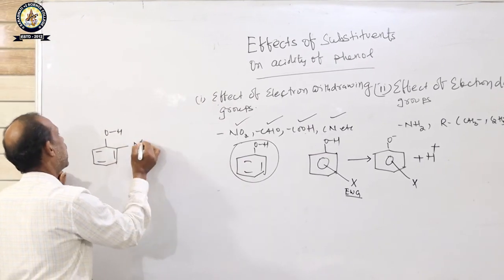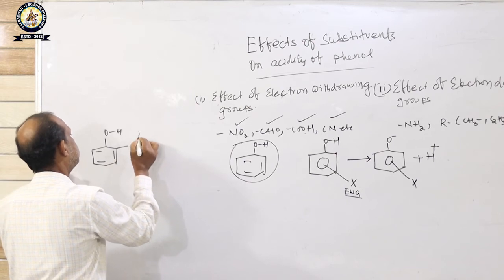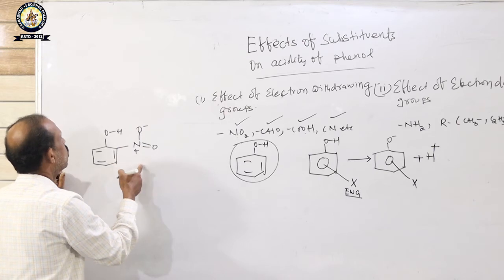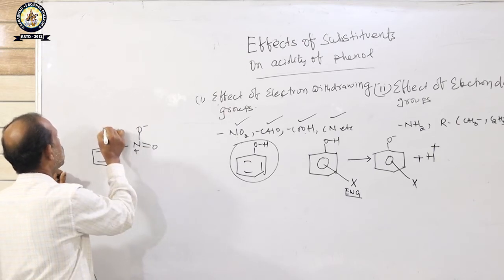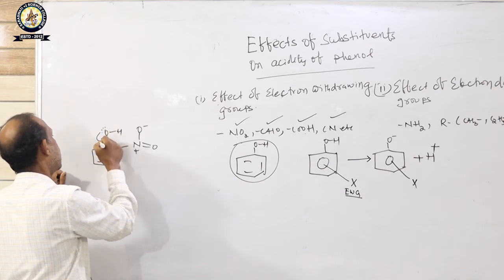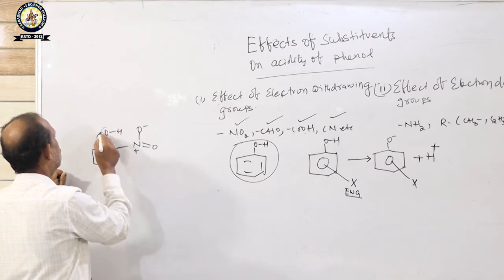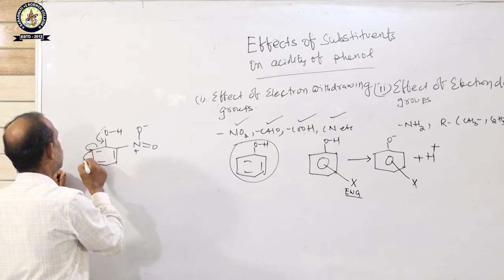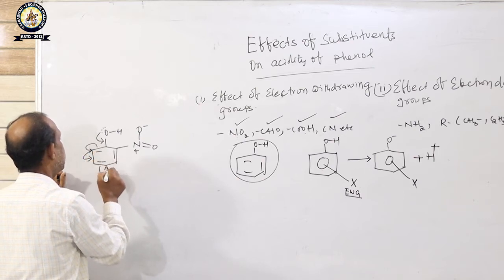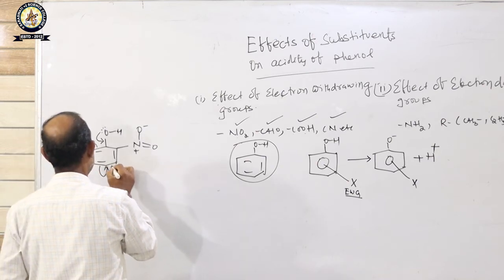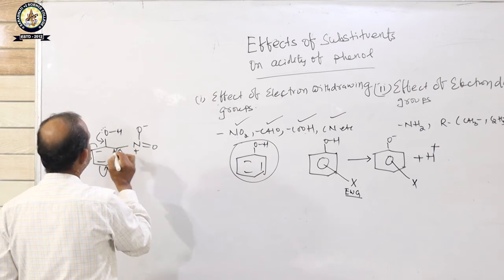Suppose an NO2 group is present. This is the NO2 group. Oxygen contains a lone pair of electrons. Due to this delocalization, the charge will come to this place, again to this place, and then again the negative charge will move to this place.